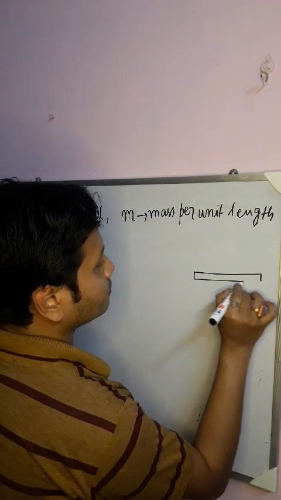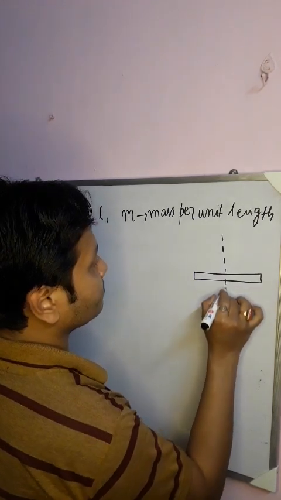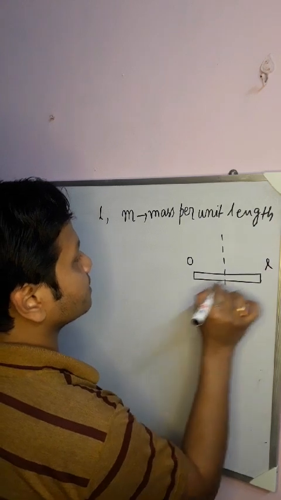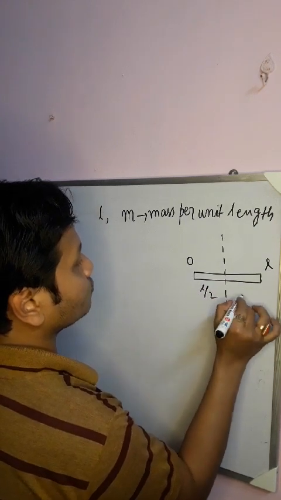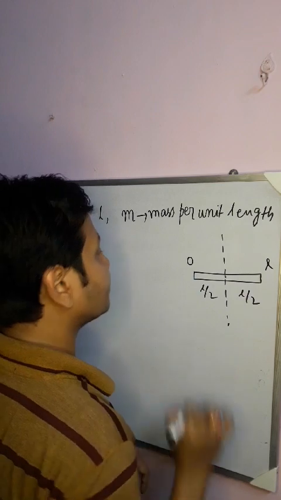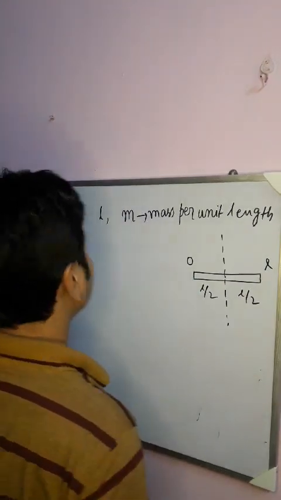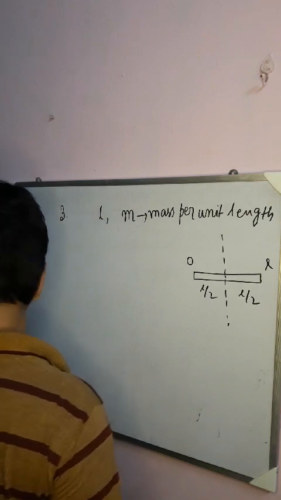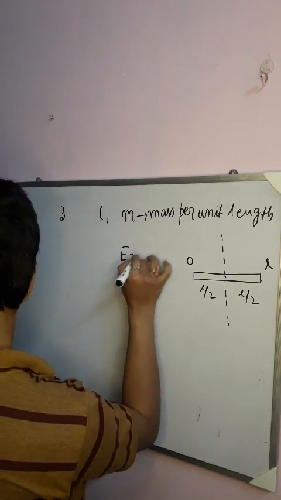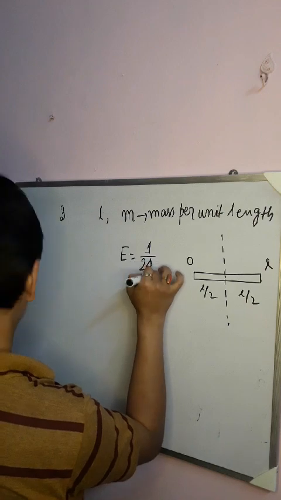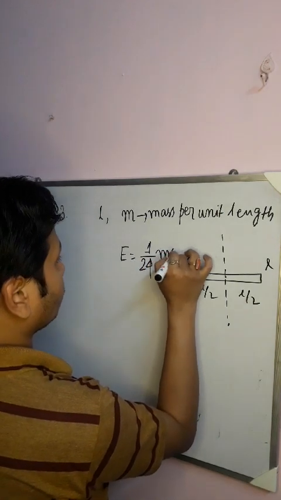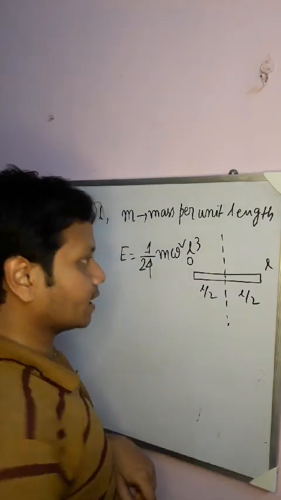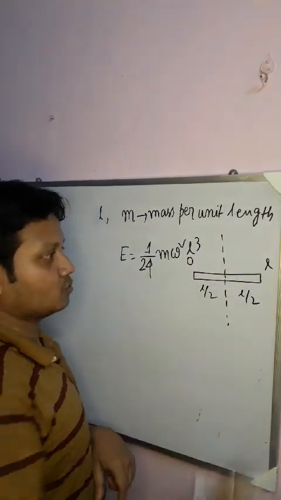At first draw the diagram. So if this is the middle point, and this is the length of the rod, that means this is 0, this is L, so this is L by 2, this is L by 2. So we have to show that the kinetic energy is 1/24 m omega square L cube about an axis passing through the center of gravity and perpendicular to the length of the rod.